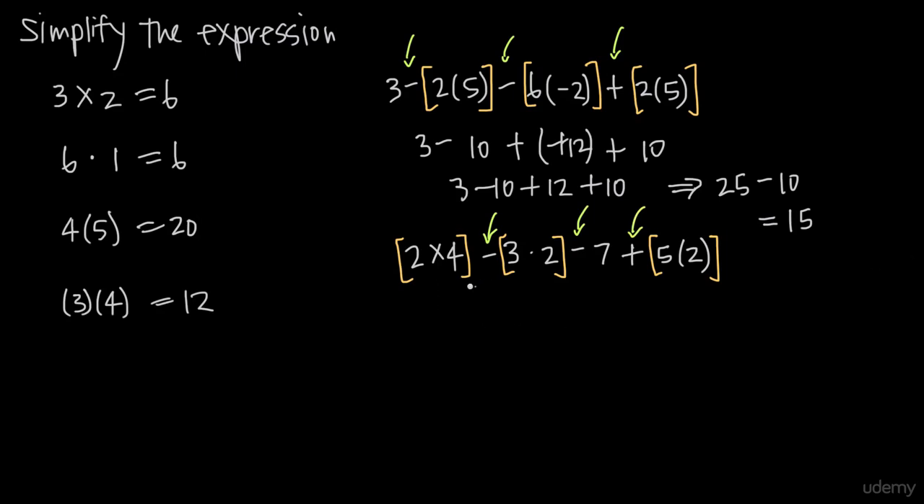Now if we do our multiplication first, leaving our addition and subtraction in between, 2 times 4 gives us 8. We keep our subtraction sign. 3 times 2 gives us 6. Keep our subtraction, 7, keep our addition, and then 5 times 2 is 10. Now we can do the same thing we did before where we add up all of our positive numbers and then add up all of our negative numbers, or we can just do the addition and subtraction together, moving left to right. So 8 minus 6 is 2, 2 minus 7 is a negative 5, negative 5 plus 10 is a positive 5, so our final answer is positive 5.